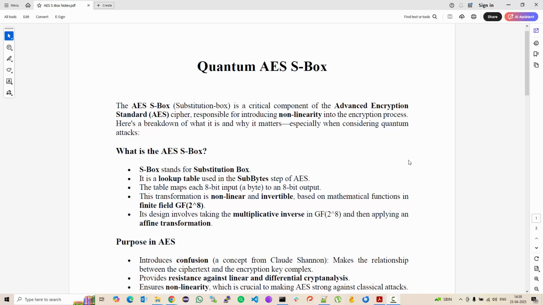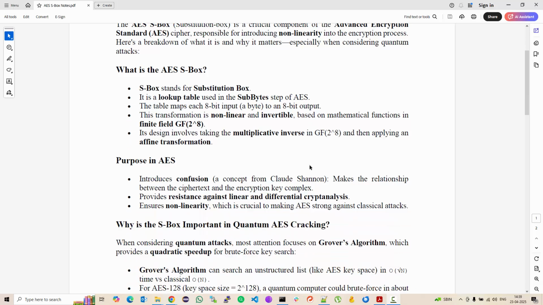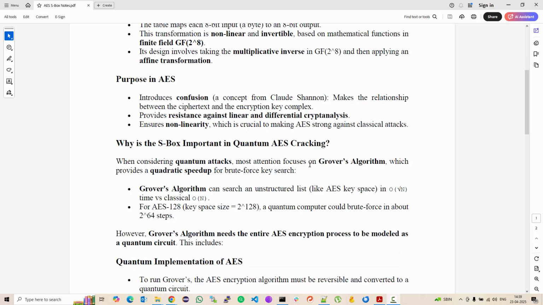It is based on mathematical function in finite fields, a Galois field of 2 to the power 8. And its design involves taking the multiplicative inverse in Galois field 2 to the power 8 and then applying an affine transformation. Now, the purpose is that it introduces confusion and makes the relationship between ciphertext and encryption key complex. This provides resistance against linear and differential cryptanalysis. It also ensures non-linearity.